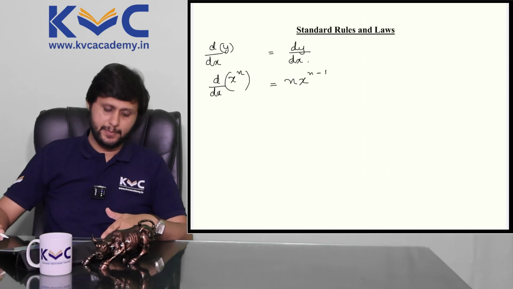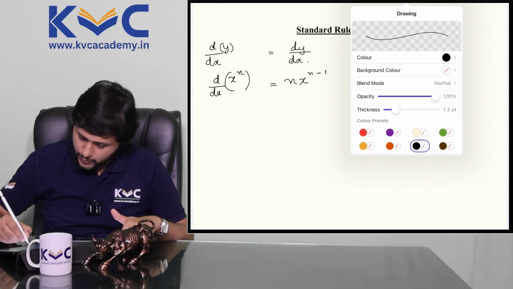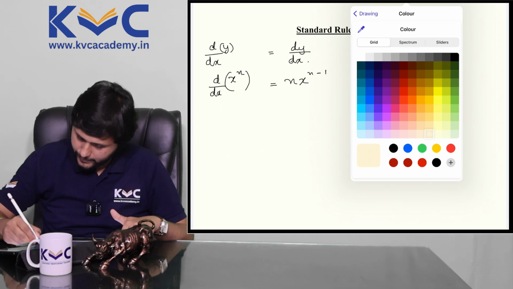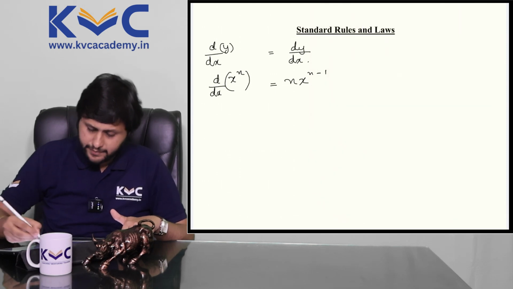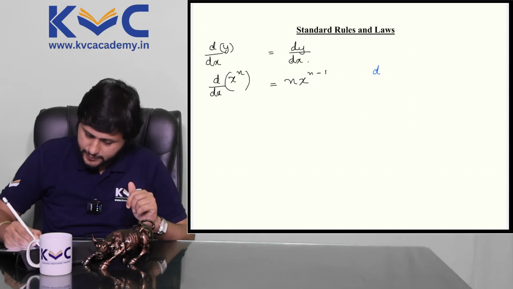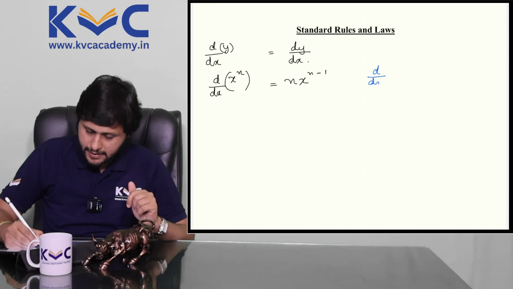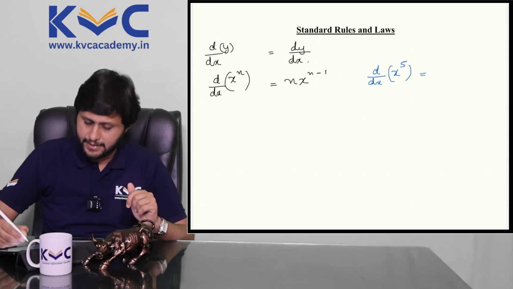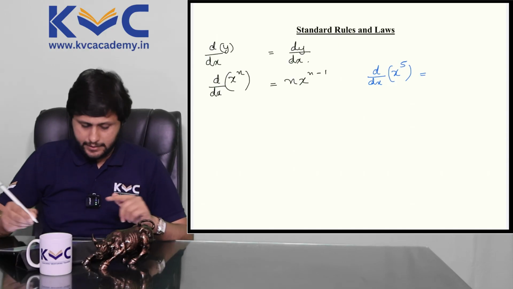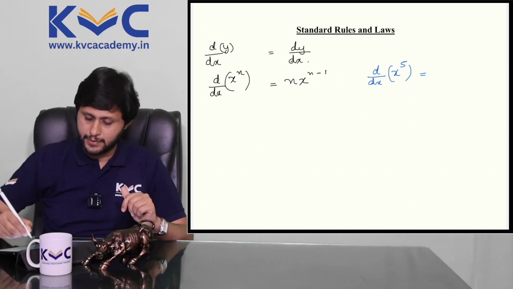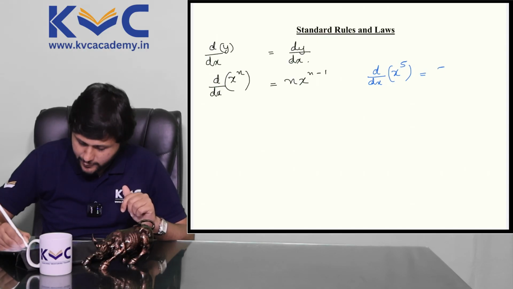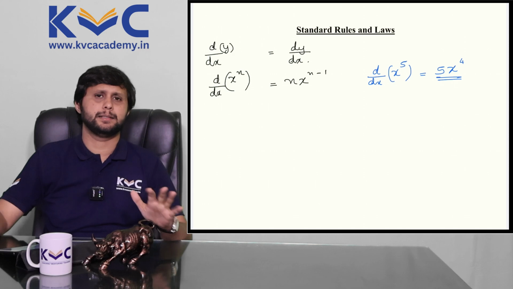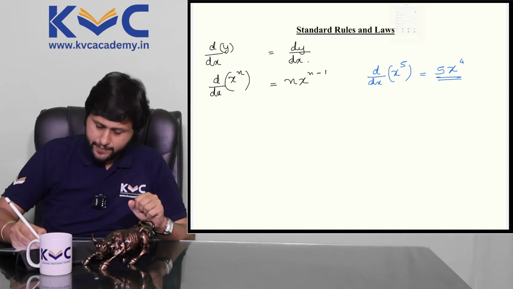Fine. We will take one example. Okay. I will switch to a different color now. Let's take blue. If I have a question, differentiation of x to the power 5. What is this equal to? Now, what does the formula say? N into x to the power n minus 1. What is n equal to? N is equal to 5. So we have 5 into x to the power 5 minus 1. 5 minus 1 is equal to 4. This is the answer. Simple? Yes. Okay, next we will take differentiation.